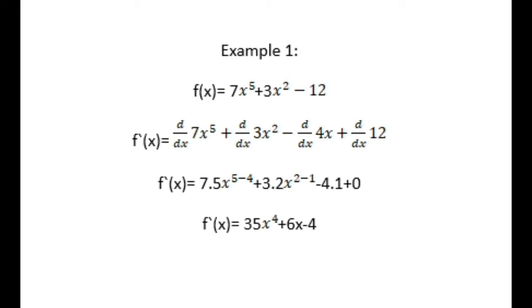And the derivative of 3x squared is 3 times 2x raised to the power of 2 minus 1. And the derivative of 4x is minus 4 times 1. The final answer is f prime of x equals 35x raised to the power of 4 plus 6x minus 4.